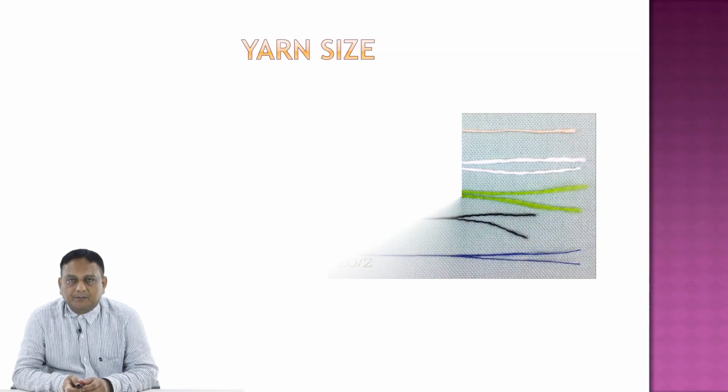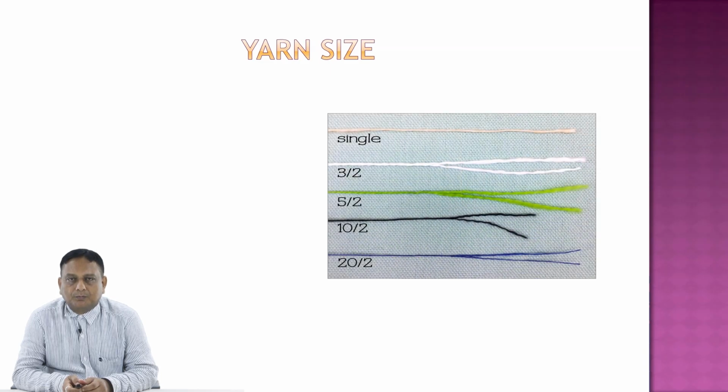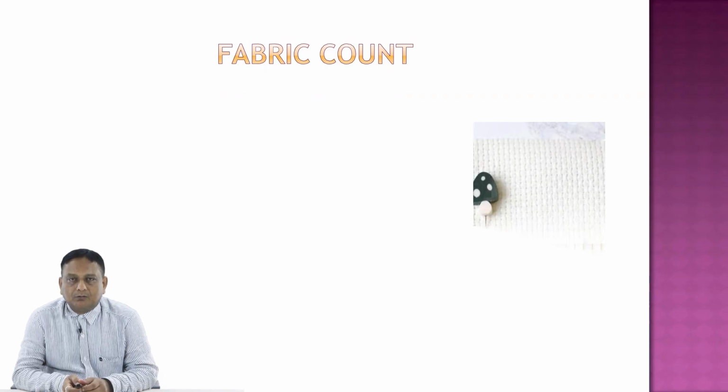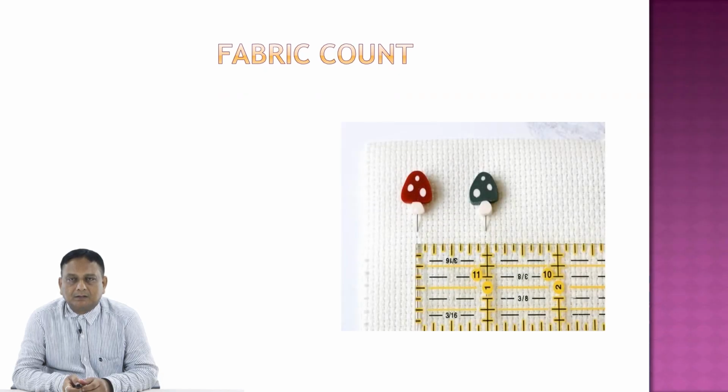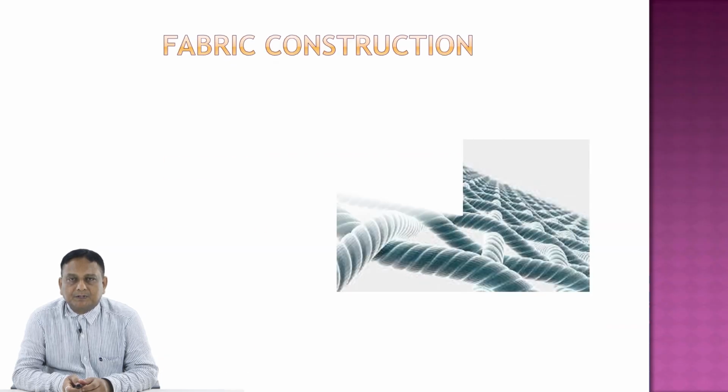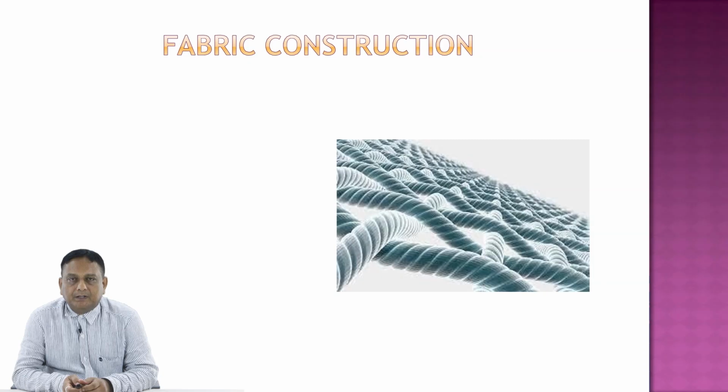Yarn size is very important, that is, what is the count of the yarn and how many plies were used in the yarn which is there in the fabric and in turn in the garment. Then comes the fabric count. Fabric count is nothing but the threads per inch, or we can say how the fabric has been constructed. So how many ends are there per inch, or how many picks are there per inch in the fabric construction.